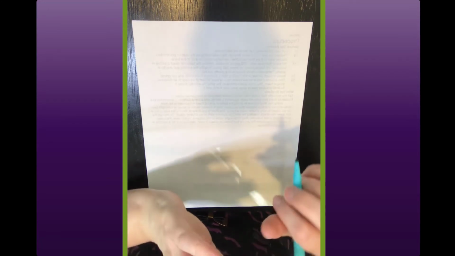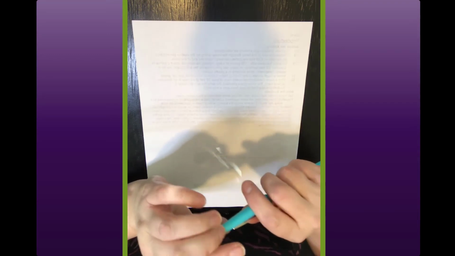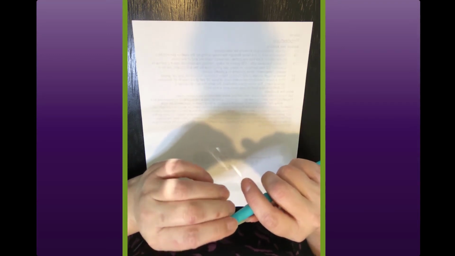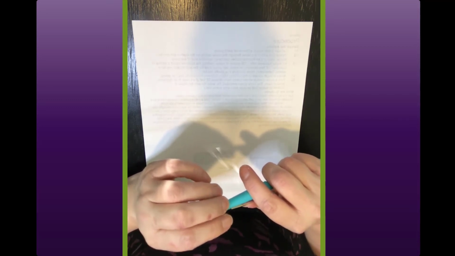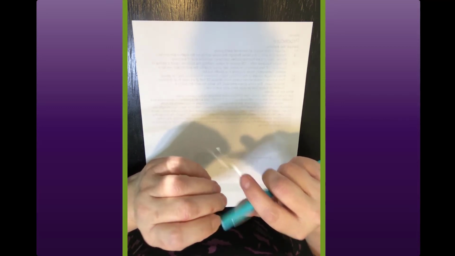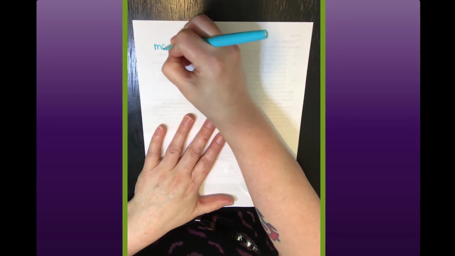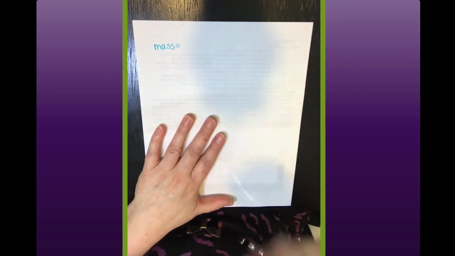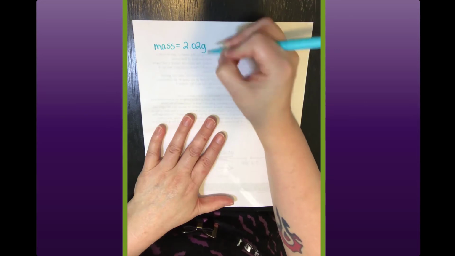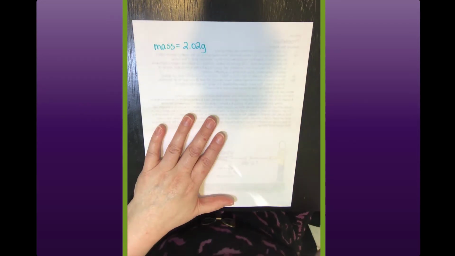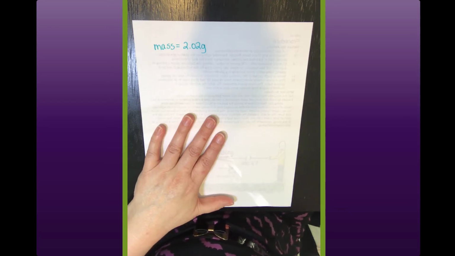If you look at your lab, question number 22, you begin with determining the height of the triangle piece of aluminum foil. And question A asks you what was your mass of your aluminum foil. So the mass of my aluminum foil was 2.02 grams. The next question, B, what was the length of your triangle aluminum sheet?